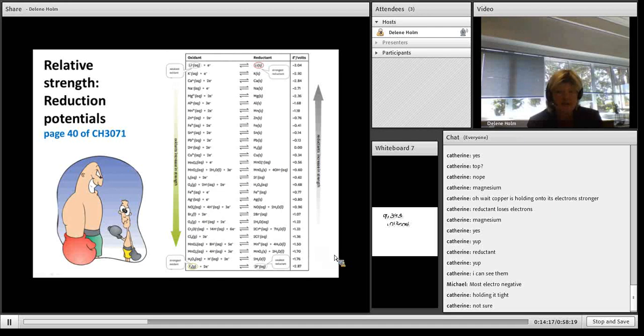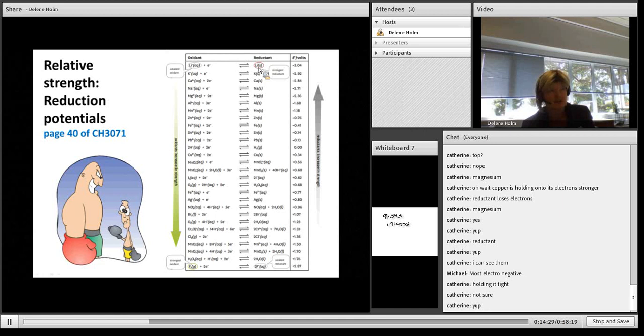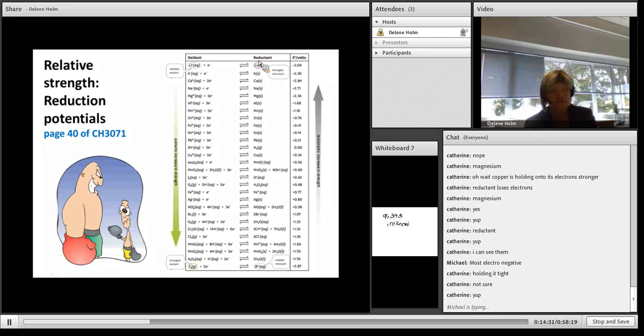So you got it clear in your head about how these reduction potentials work. You've got the more electronegative elements down here that want to hold onto the electrons are strong oxidants, whereas on the other side are the strong reductants up there. Okay, I see Michael is typing.